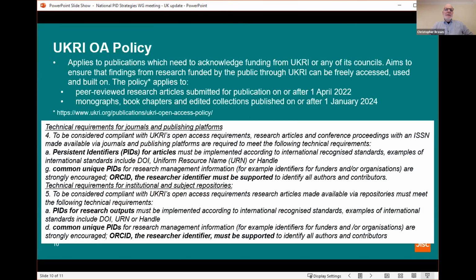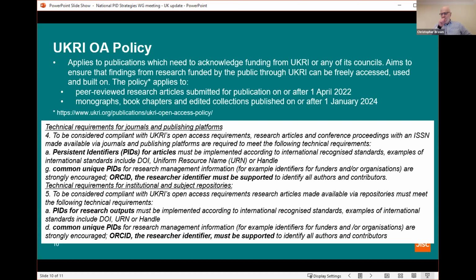And finally, I know it's a bit detailed, but I just want to put in an extract from the open access policy, because UKRI has published an open access policy which applies to publications that need to acknowledge funding from UKRI and any of its councils. So this applies to peer-reviewed research articles submitted for publication on or after the 1st of April 2022, so that's very soon. I'm not going to read all that out.